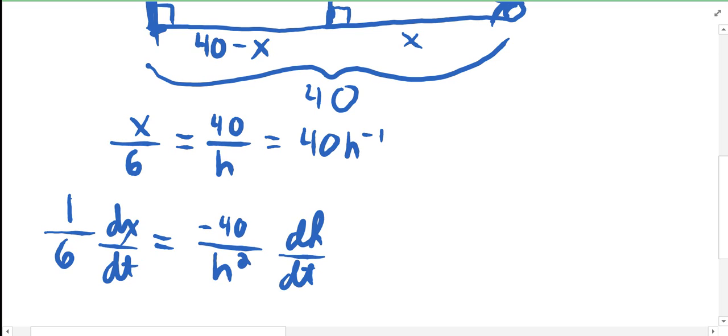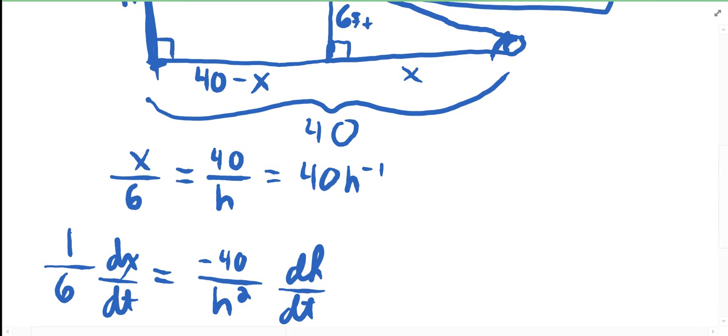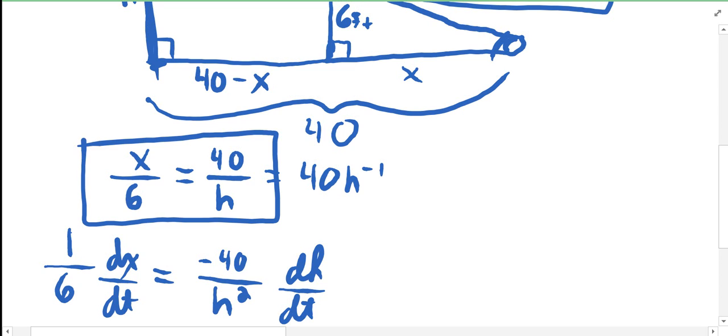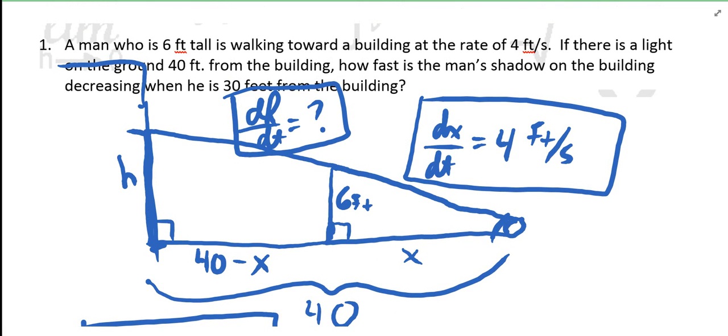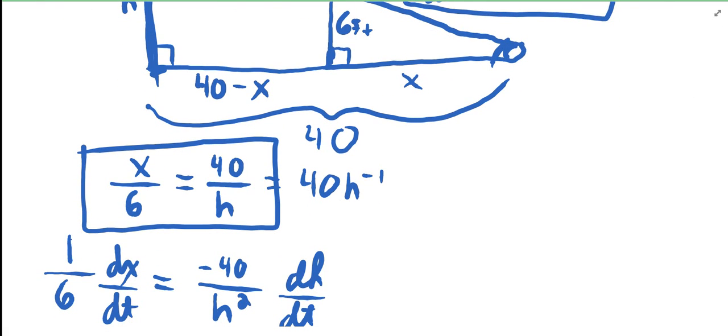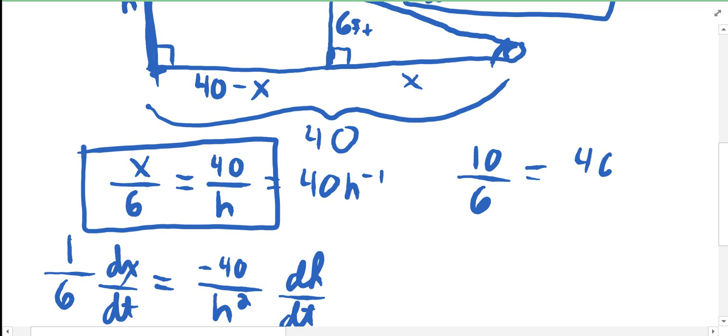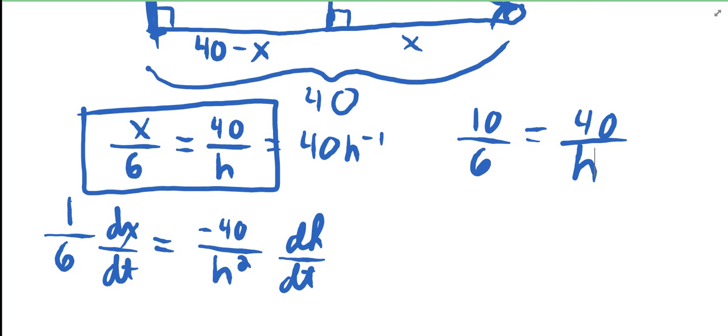Now all I've got to do is, we want dh/dt, we know dx/dt, the only thing we're missing is h. So to find out what h is, we come back up to this equation. It says he's 30 feet from the building, so x has to be what? Not 30, that's a trick. X has to be 10 here, because he's 30 feet from the building. So if x is 10, you have 10 over 6 is 40 over h. If x is 10, then h has to be 24.